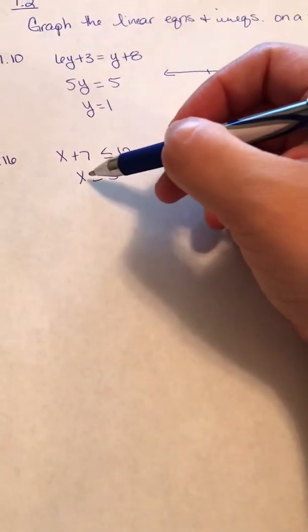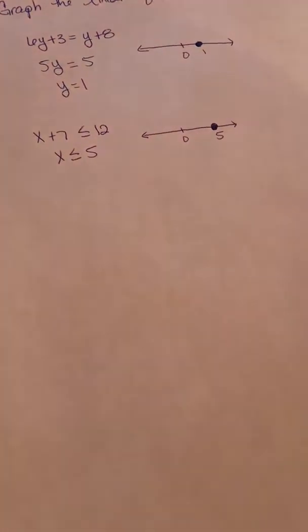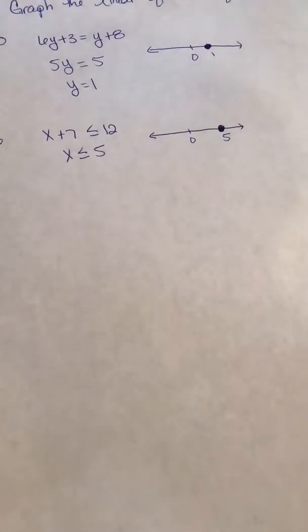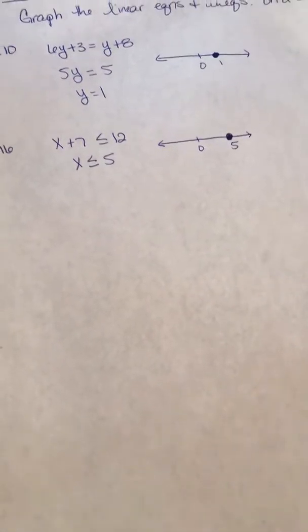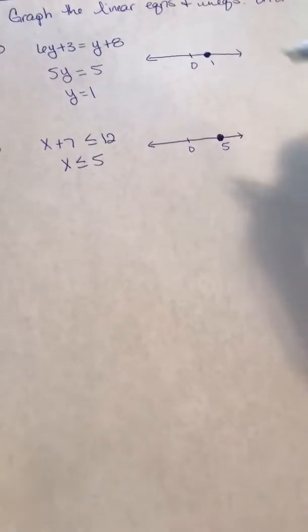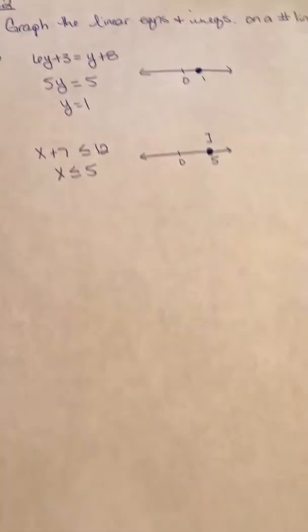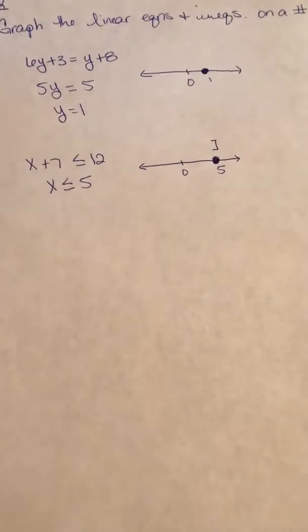So if you have an equal to on your inequality, then you use a closed circle, or some people do parentheses and brackets. That's fine too, whichever way you prefer. If you do not have an equal to, you do an open circle, or again, you can use parentheses and brackets if you want to. For an equal to, you would do a bracket. So if you want to put a bracket instead of a closed circle, I'm okay with that.